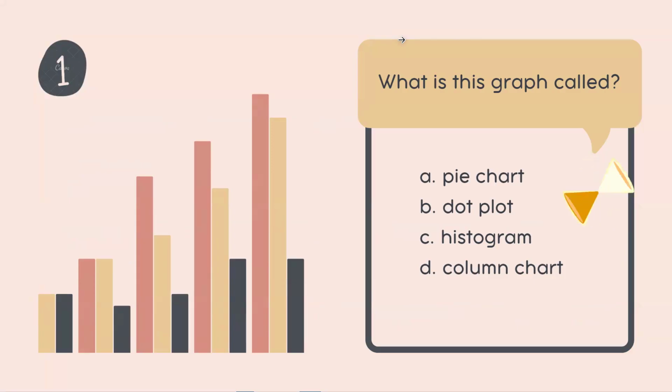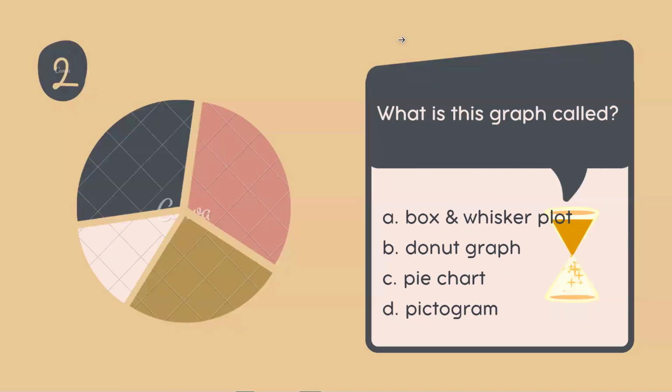What is this graph called? Every question will have 7 seconds and you can answer. So if you have selected the column chart, that means you're right. Let's go to the next question.